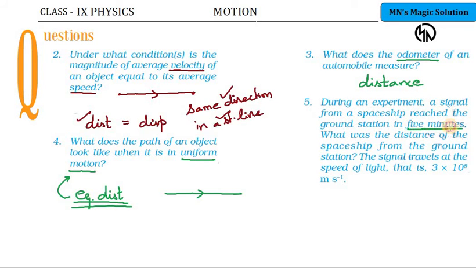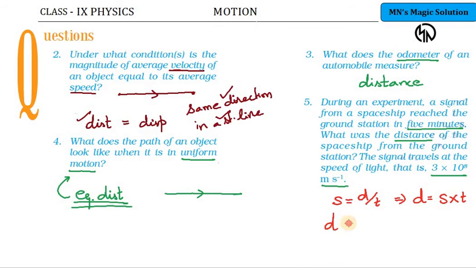They have given you the time as 5 minutes. What was the distance of the spaceship from the ground? They are asking you the distance. And they say the signal travels at the speed of light, that is 3 into 10 power 8 meter per second. We know that speed is equal to distance by time. From this we can say distance is equal to speed into time.